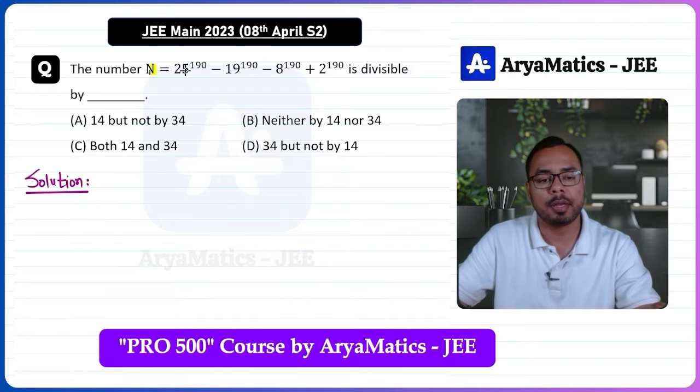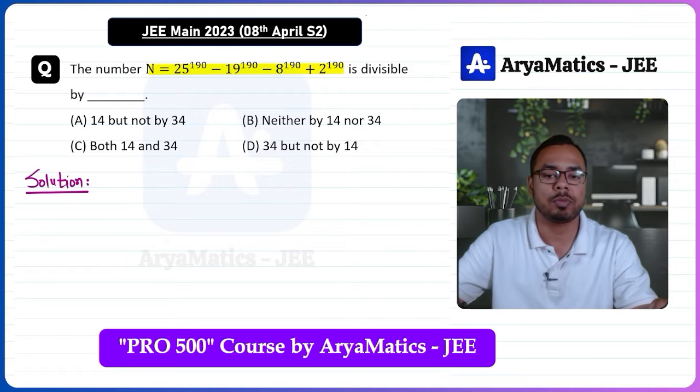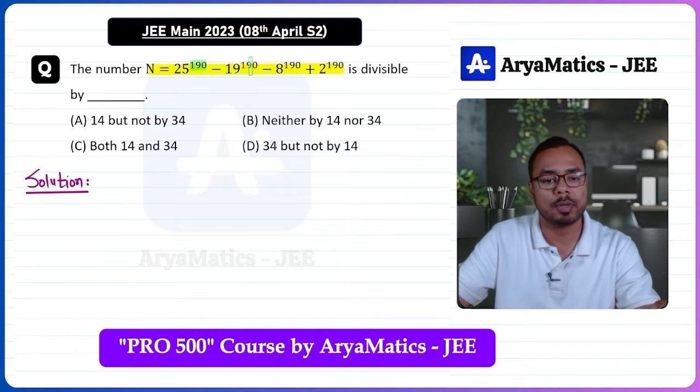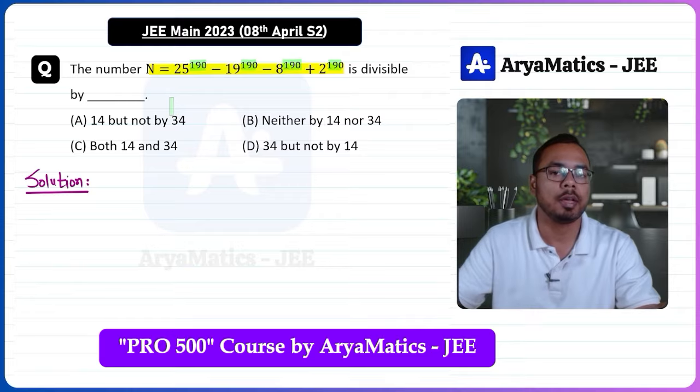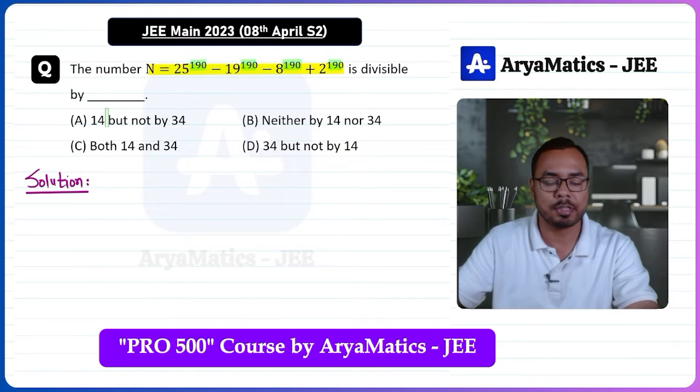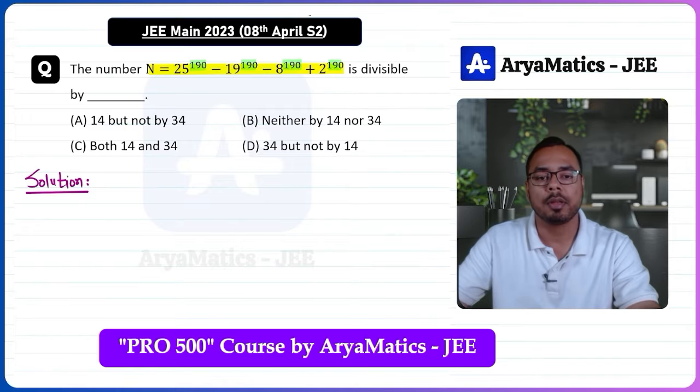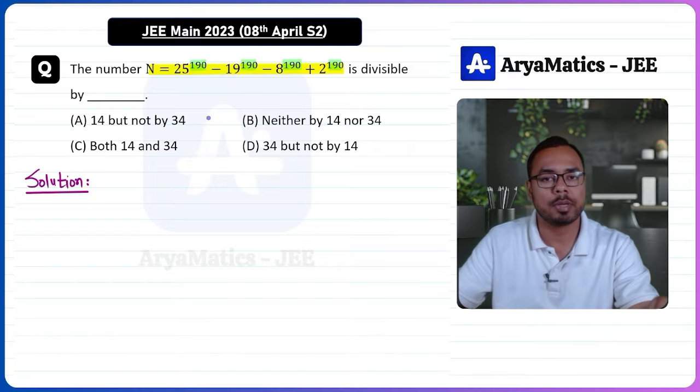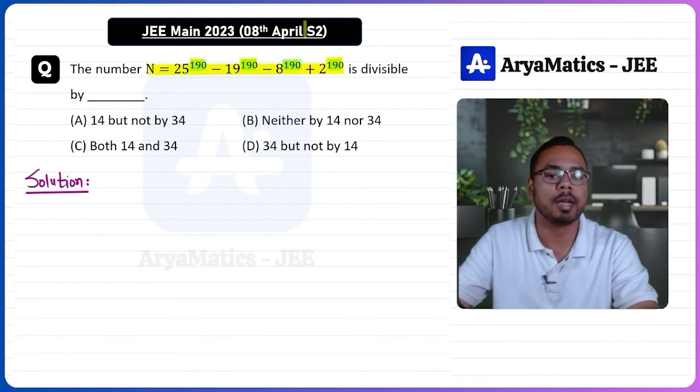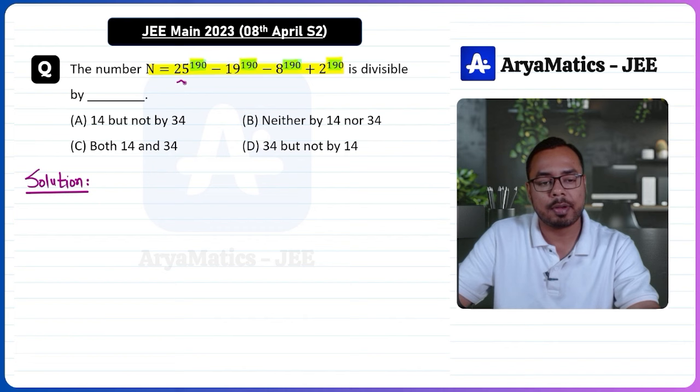We have this number n equals 25 raised to 190 minus 19 raised to 190 minus 8 raised to 190 plus 2 raised to 190. And we have to check whether it is divisible by 14 and whether it is divisible by 34. Now, before we attempt this problem, there is one important concept that we have to learn, because here you can see that for all of these numbers, we have the same exponent 190, right? So whenever you have the same exponent, then you can use the following concept that we are going to discuss.